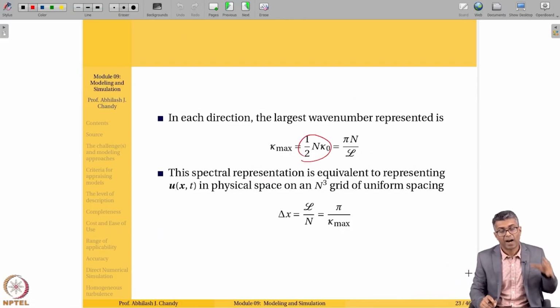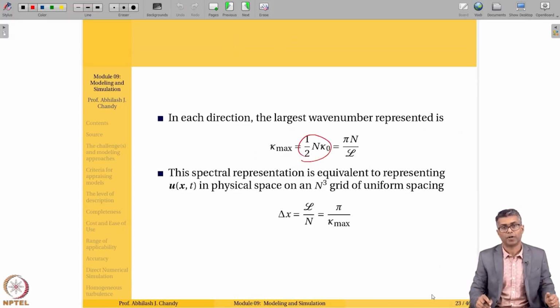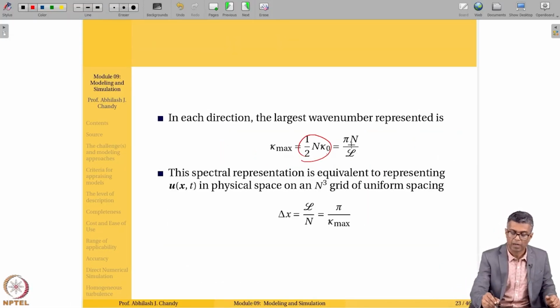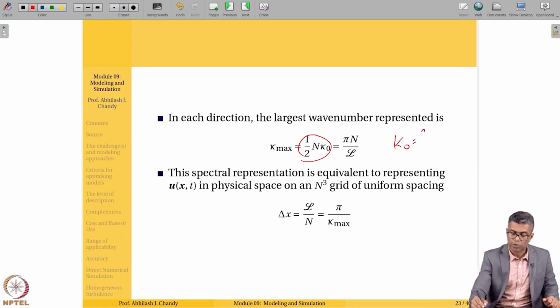You understand what I mean? It is half N. These numbers here are integers. Your kappa naught need not be an integer. So these integers multiplied by kappa naught become your maximum wave number. So kappa max is half N kappa naught. Substituting kappa naught as 2 pi over L, you get kappa max is pi N over L. Okay, so your kappa naught is 2 pi over L and your kappa max is pi N over L.